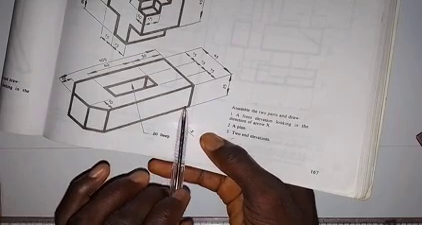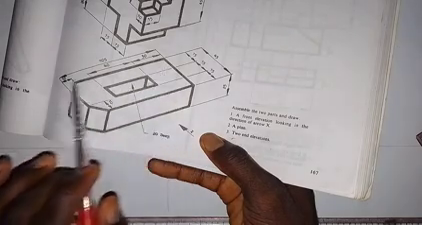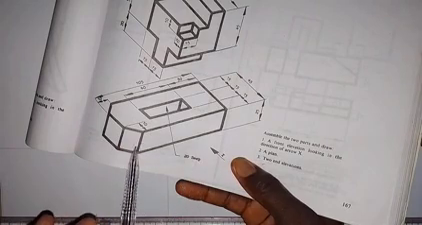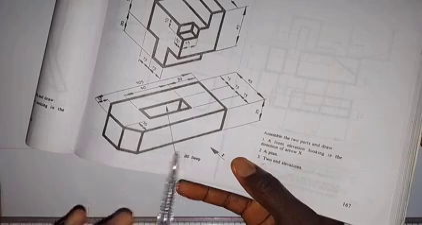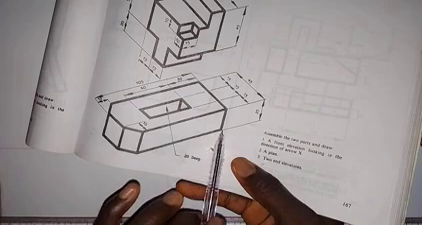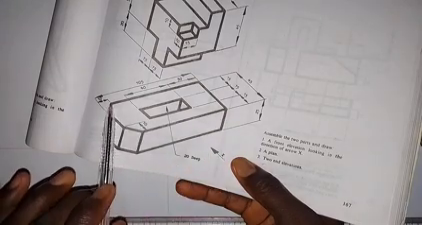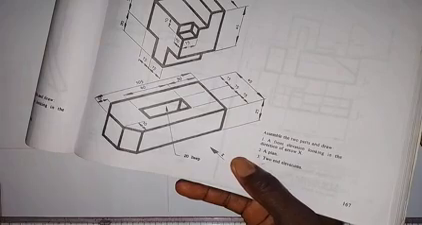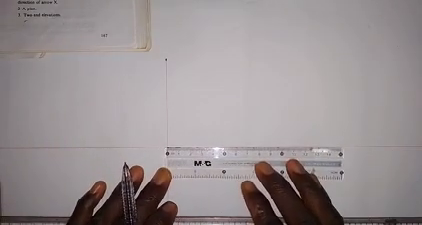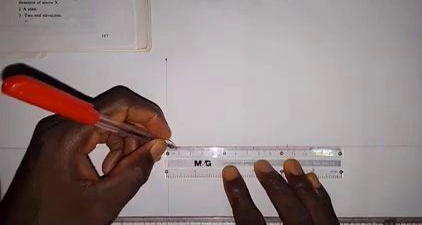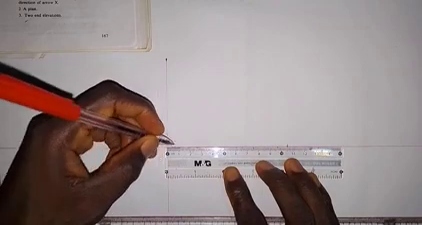So we have this rectangle, and we also see this surface. The total distance is 105. If we take 10 out of 105, to get the distance from here to here, that will give us 95. First of all, we take a measurement of 105 millimeters from here, and then I come to this side and take 10 millimeters here.